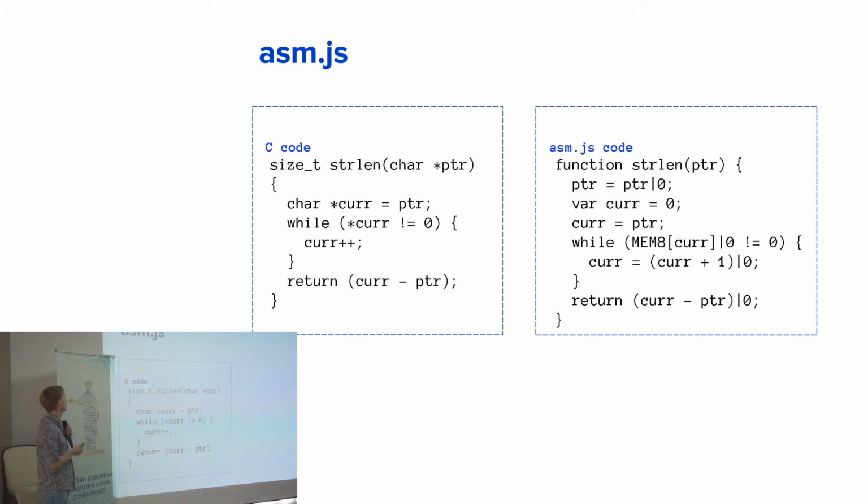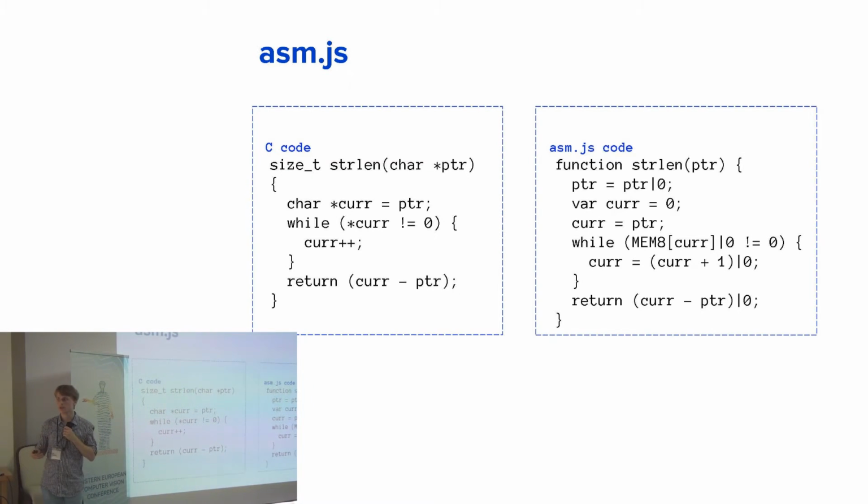Here is C code, which calculates the length of a string, and here is the code compiled to asm.js. As you can see here, it uses some vertical line O to mention that it's an integer value, and it uses some HEAP here for memory, and there are lots of such rules. And by these rules, it's easier for the browser to understand how it should behave.